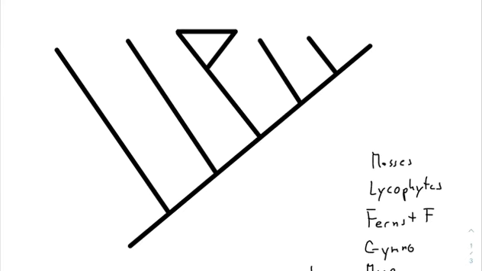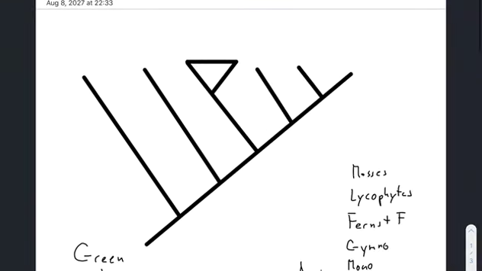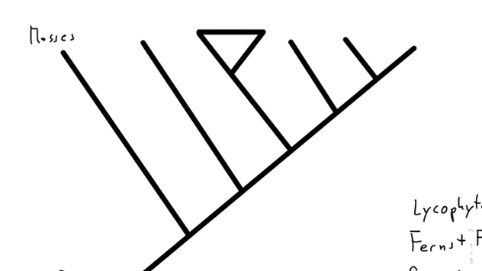Now, the ordering on this tree follows the order in which the species diverged. So we know that green land plants share ancestry with green algae. So we'll have green algae as our outgroup. And then we can just go ahead and plot each of these on an individual branch. Mosses are the earliest diverging group. These are very unique because they are gametophyte dominant. More on what that looks like later.